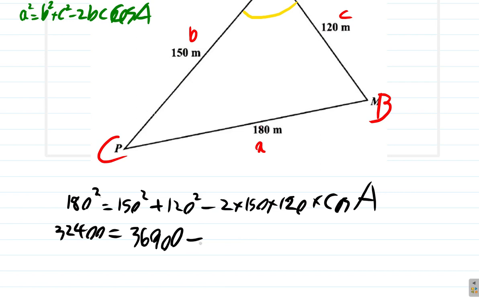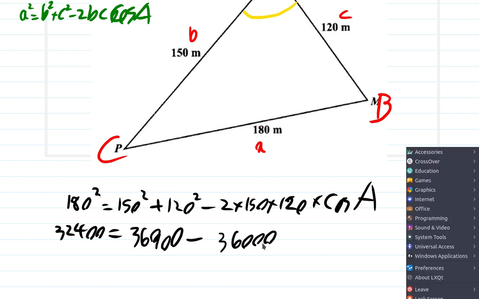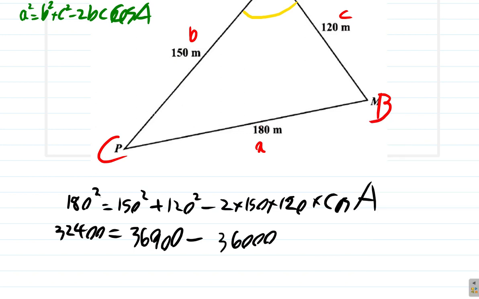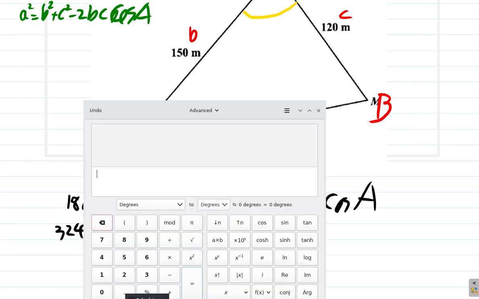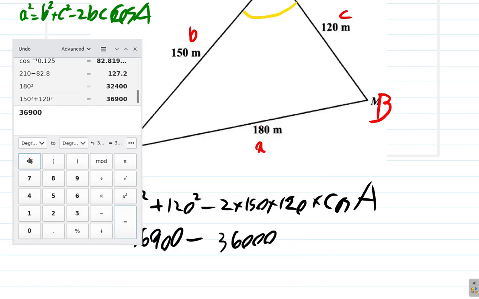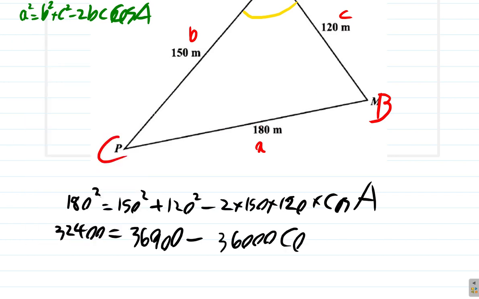Minus 2 by 150 by 120. 2 by 150 is 300. 300 times 120 is 36,000, right? Anyway, let me verify with the calculator, make sure that we don't make any mistakes. So this is 2 by 150 by 120, which equals 36,000, times the cosine of angle A.